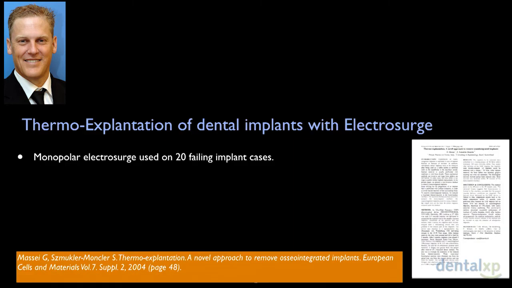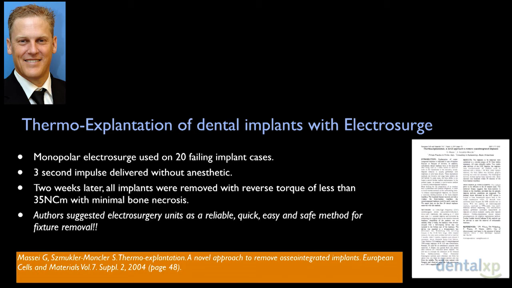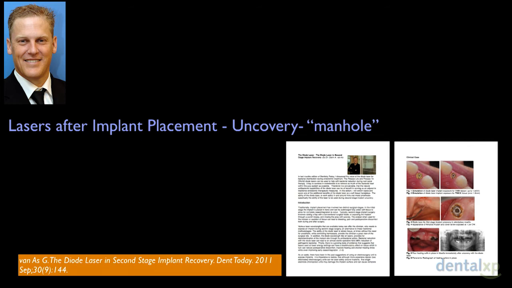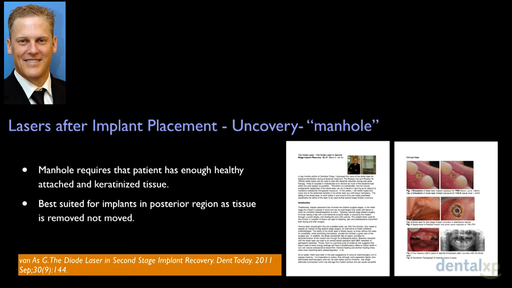Massey, in his study in 2004, did a study on 20 implant cases that were failing, which could not be removed. 3 seconds without anesthetics of using the monopolar electrosurge, and 2 weeks later, they were able to remove all the implants with 35 Newton centimeters or less, with minimal bone necrosis. And they suggested this as, in fact, a reliable, quick, easy, and safe method for fixture removal. No, indeed, if you're going to do this, a laser is a much better tool to uncover your soft tissue. And you can do it, as I've shown in this particular article, with just removing keratinized tissue over top. You must use this in the posterior areas because your tissue will be removed and not moved.